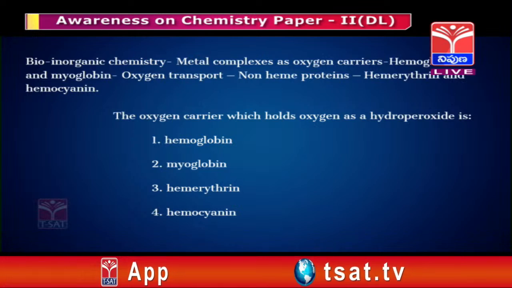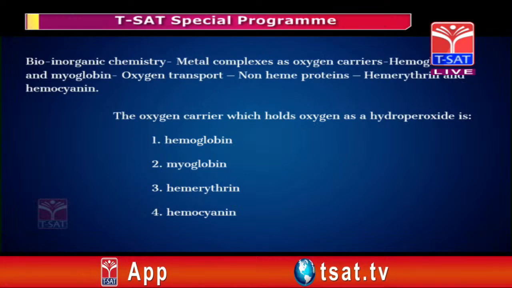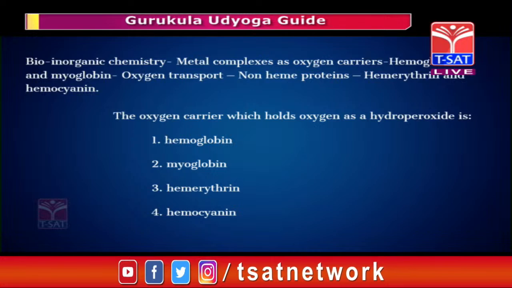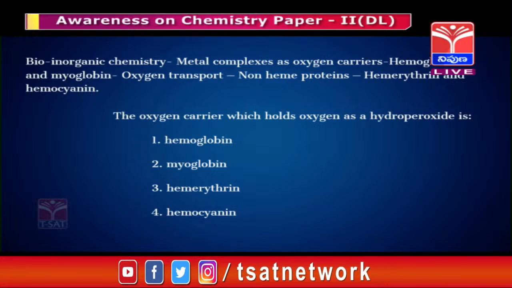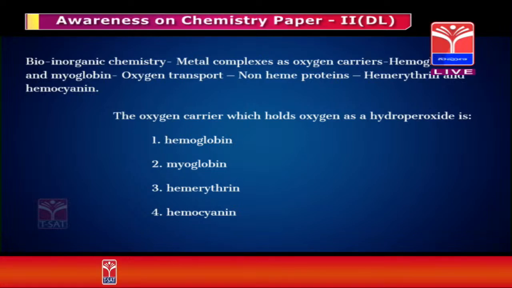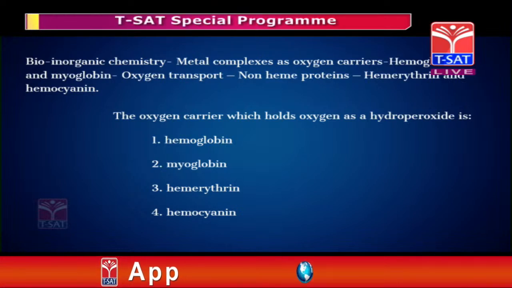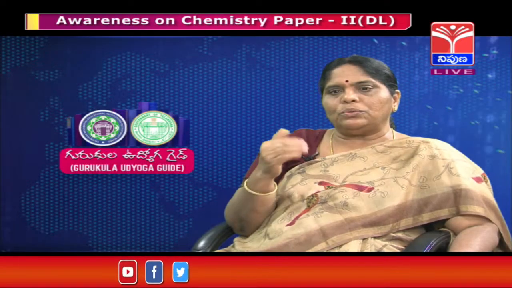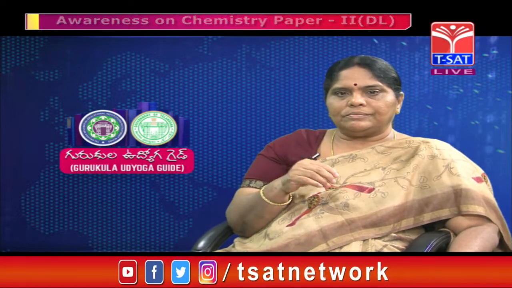So, for example, the oxygen carrier which holds oxygen as a hydroperoxide is, see, hemoglobin carries it as oxygen, myoglobin also carries it as oxygen, hemerythrin carries it as hydroperoxide, again hemocyanin carries it as a bridged oxygen. So, hemerythrin is the correct option for this. Like this, you have to rule out the options.